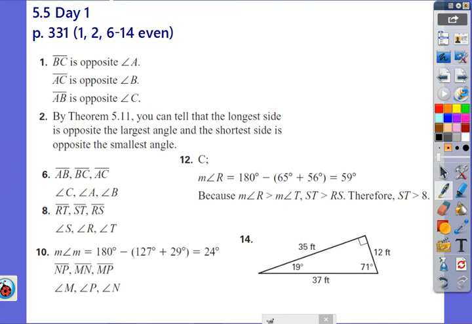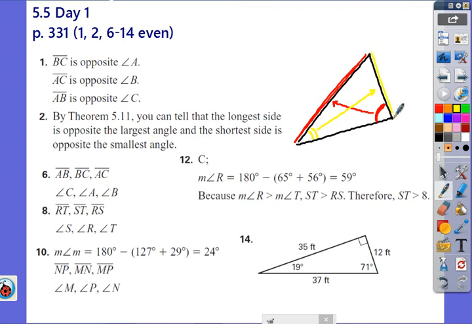So just a quick recap, we were talking about triangles yesterday, and we talked about how if you could find the largest angle in a triangle, the side that's opposite, or straight across from it, would be the longest side in your triangle. And then if you could find the smallest angle, the smallest side would be across from that. So it just helps us understand the relationship between sides and angles.